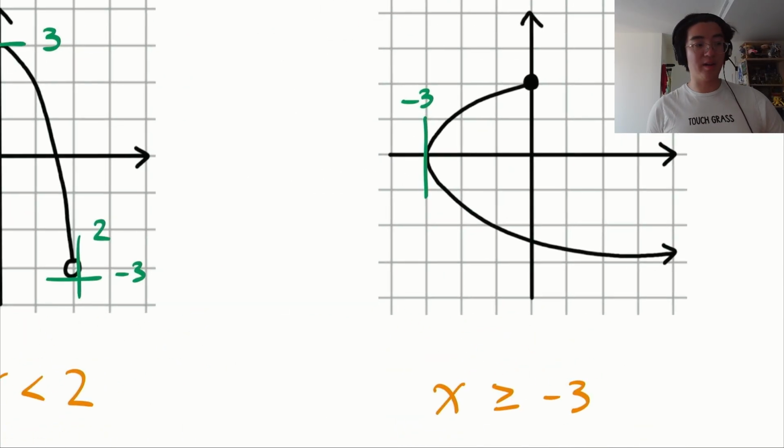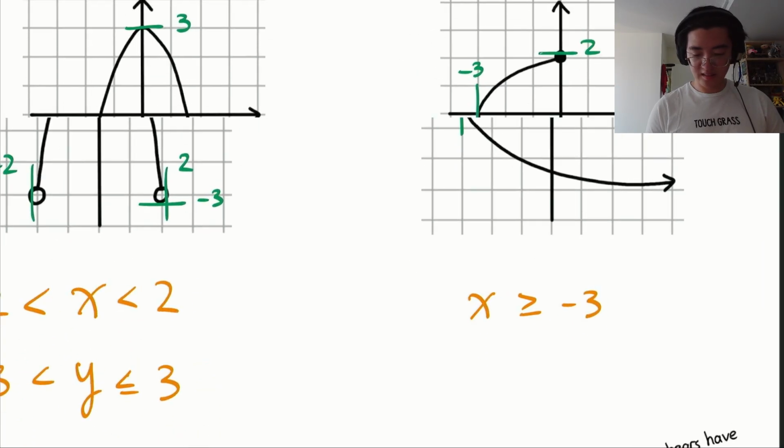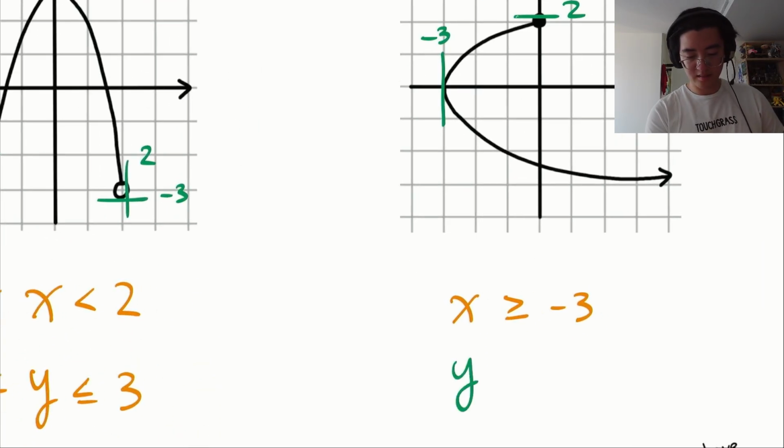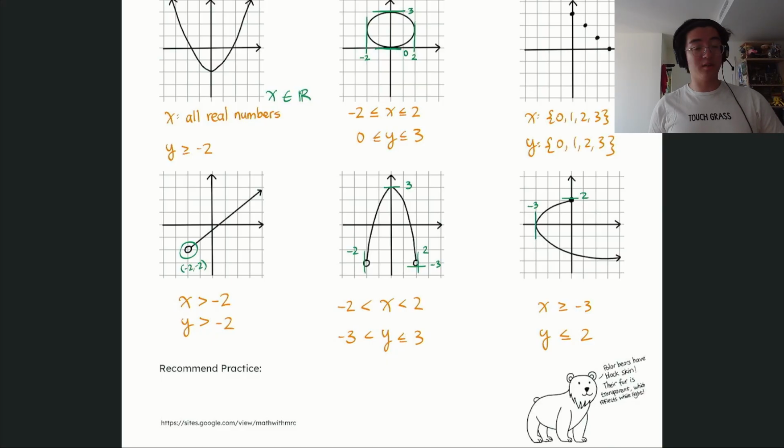What's the highest y can be? Highest y is at the value of 2 right here, because this arrow is not going infinitely this way, it's going to keep decreasing. And again, this is a solid dot right here. So y is smaller or equal to 2. Okay, but that's pretty much it for domain and range.